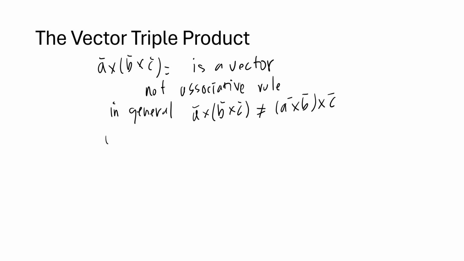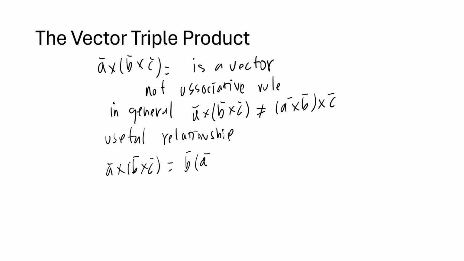Now there is one useful relationship. There are actually others, but this is one that you'll see a lot. And we're going to show this in a minute, just an example. So A cross B cross C is equal to the B vector times the dot product of A and C, minus C times the dot product of A and B. Remember, the dot product will give us a scalar, so it's going to be a subtraction of B minus C. So what that tells us is the vector triple product is going to be in the plane of B and C.